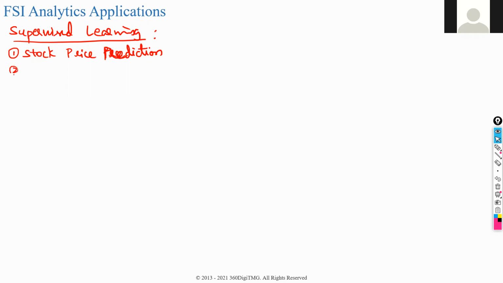Second use case will be derivative pricing. How do you use machine learning to do derivative pricing? Third thing will be investor risk tolerance. How do you predict the risk tolerance? And a bunch of other things obviously will be there.